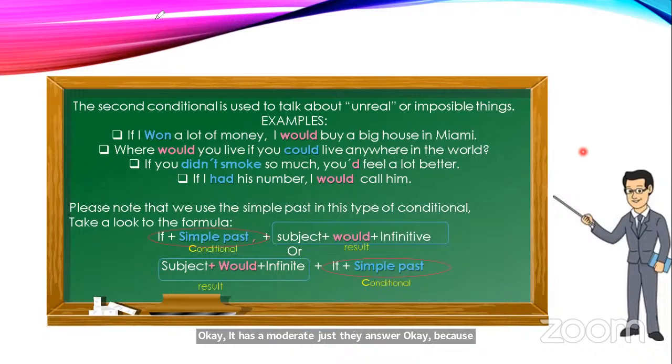Okay, thank you, Miss. What about you, student? It's going to be Miss Mercedes. Good morning. Please, Miss Mercedes, help me with the third example. Negative. If you didn't.